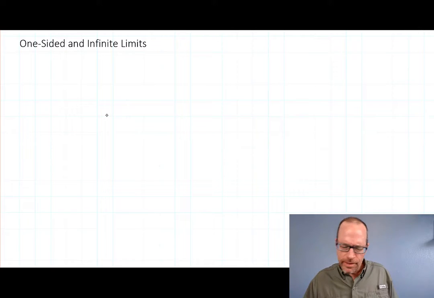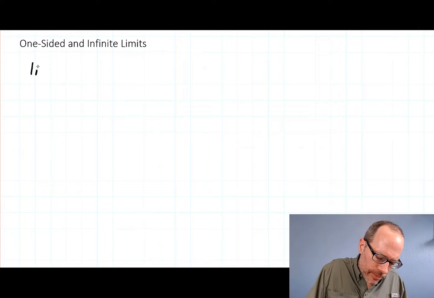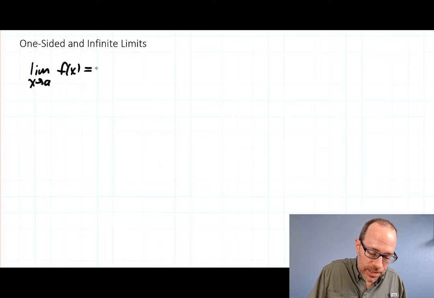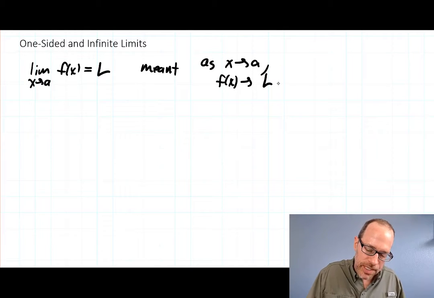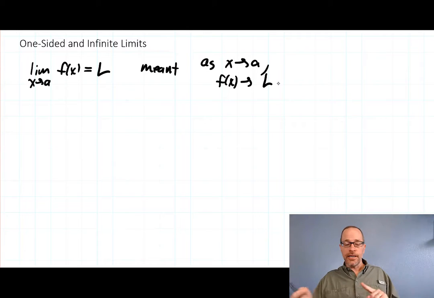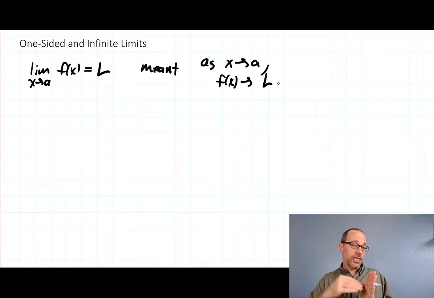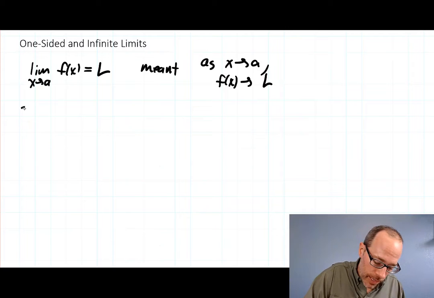Well, we said the limit as x went to a of f of x was L. What that really meant was that as x got closer and closer to a, f of x was getting sort of closer and closer to L. But x can get closer to a either on the right or the left. And there are times when you want x to approach a just from the right side or just from the left side.